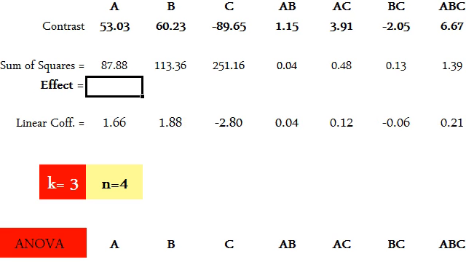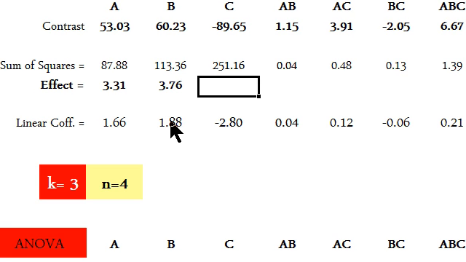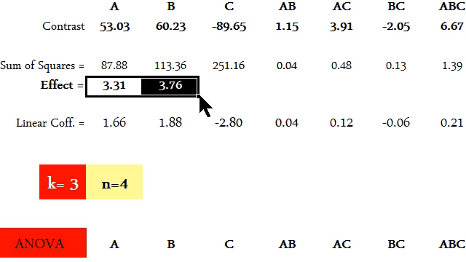Now effect. Factor effect is double the linear coefficients. So you could take the linear coefficient and multiply it by 2. So for factor A, linear coefficient times 2. Factor B, linear coefficient times 2. And you could drag the cells down as well.